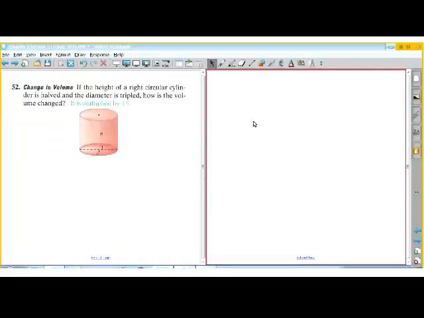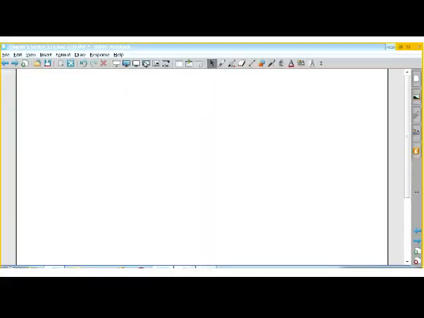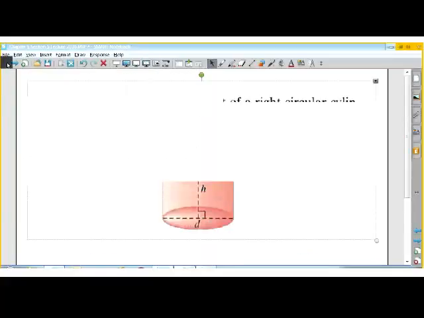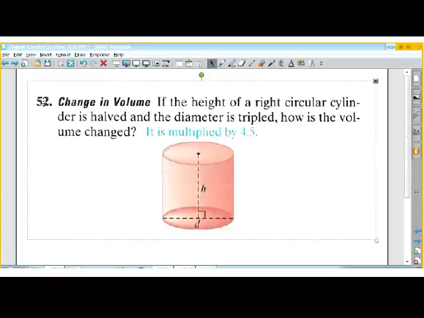Okay, so we're going to do a few word problems here involving volumes. So this is section 5. Basically we have a lot of formulas, and plugging numbers into formulas is kind of boring, so we're going to try some of these equations.